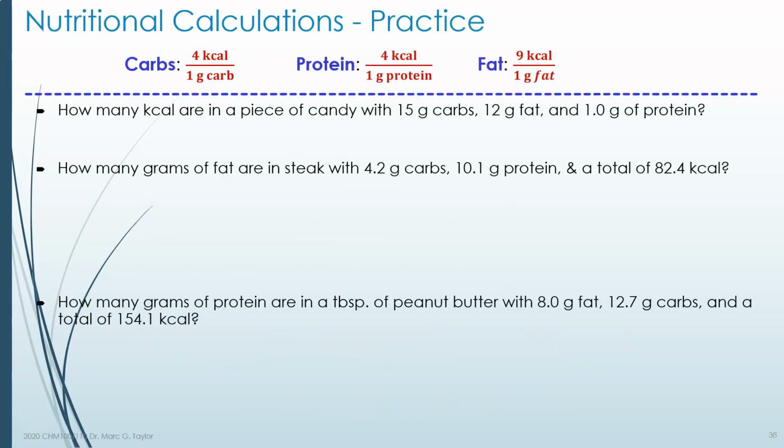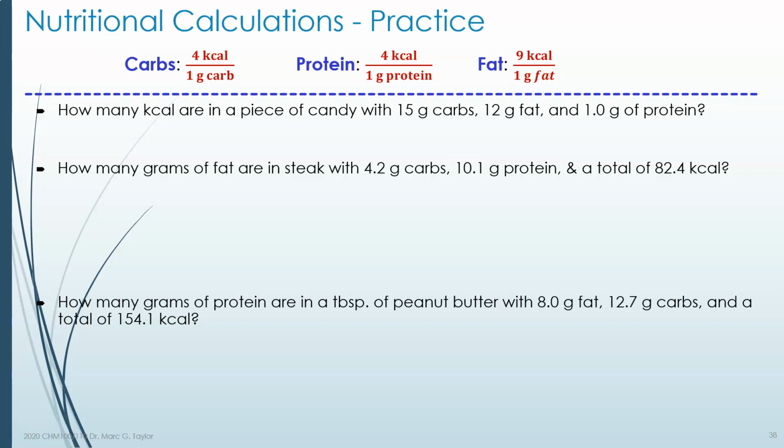So here are the same 3 conversion factors that I already mentioned. Here are 3 new problems. You have a new piece of candy. So this is exactly like the old problem, and you can pause it here and see if you get the right answer. I'll stop for a second.